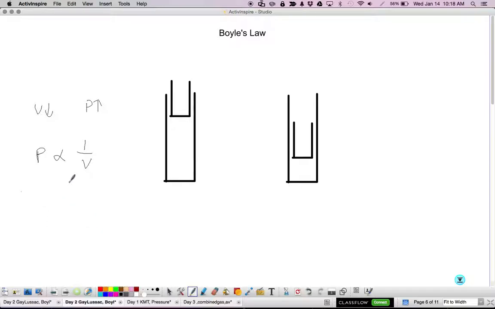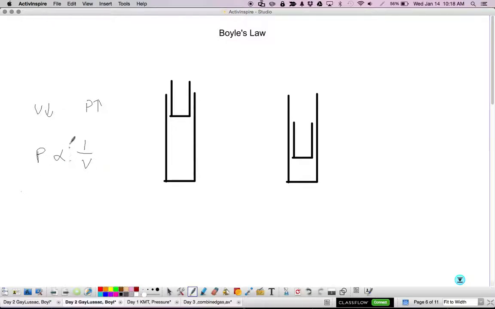And hopefully you remember how to go from a proportionality to an equality. So see if you can take this all the way to the gas law. Pause it. See if you can take it all the way to the gas law, just like we did with Gay-Lussac's law, and then resume and see if I get to the same place.